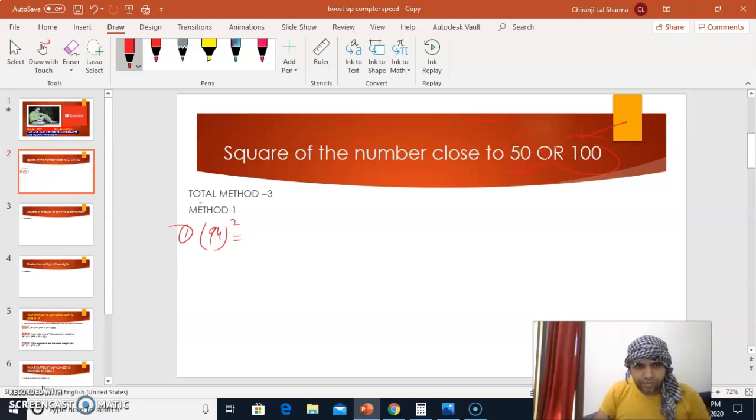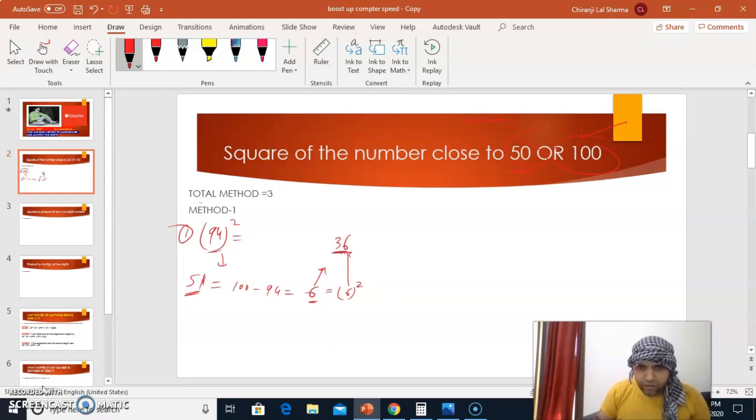So there are only two steps. In step 1, what do you need to do? You have to subtract this given number from 100. How much will you get? 6. Whatever number you get, you have to write the square of this number in two digits. So the square of this 6 is equal to what? 36.